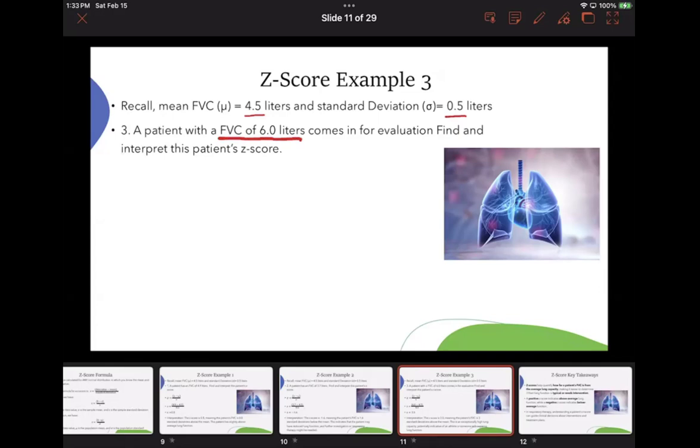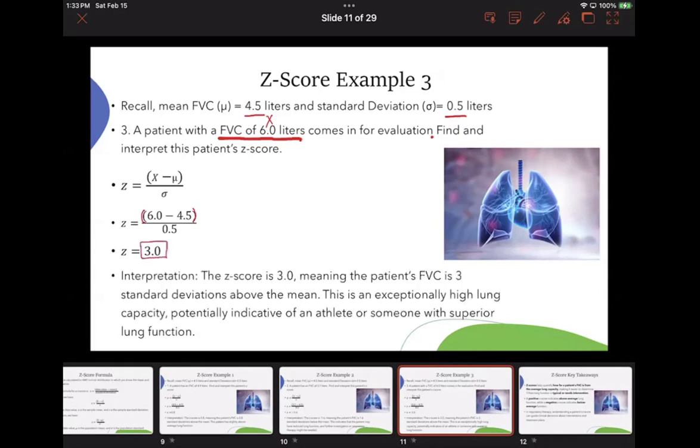And this person comes in for an evaluation. Let's find and interpret the patient's z-score. So now the data value is 6. We're going to plug in 6 for x. So (6.0 minus 4.5) divided by 0.5, and our z-score is 3.0. So this is exactly 3 standard deviations above the mean.